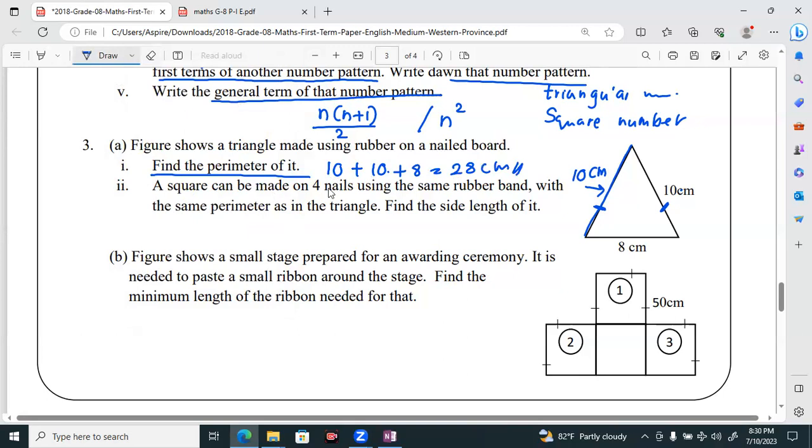A square can be made on 4 nails using the same rubber band with the same perimeter as the triangle. Find the side length of it. Then what you have to do? The perimeter of a square equals 28. It consists of 4 equal sides. That means you have to divide 28 by 4. Then the length of a side equals 28 divided by 4. The answer is 7 centimeters.